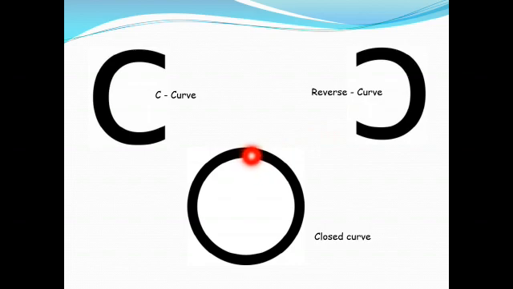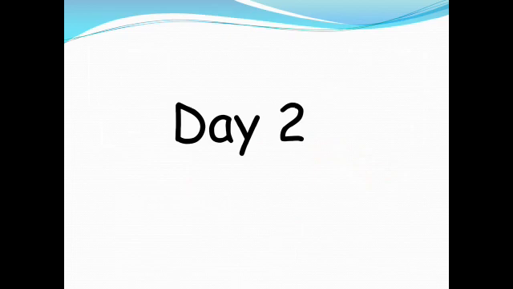Children, for closed curve, start from here, come down to the left and go up to the right and end on the same point. Okay? You will start from this point, come down to the left and go up and end on the same point. This is closed curve. What is this? Closed curve. Okay. So, we have learned the patterns.